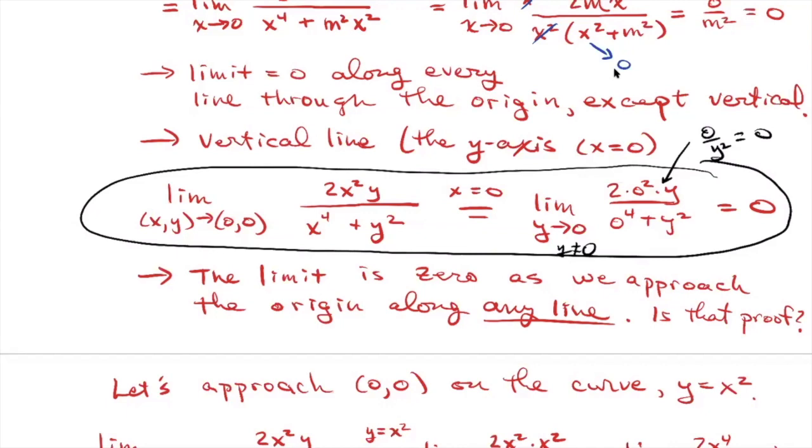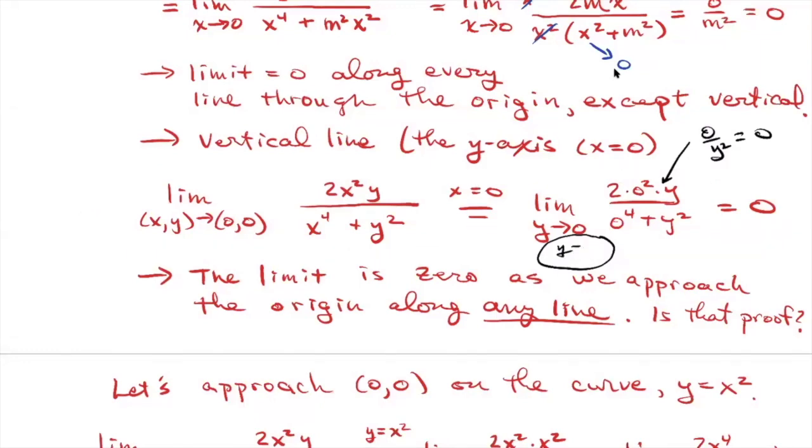Does that help? You just have to remember, when y is going to 0, you have to always stipulate that y is not 0. It's very close to 0, but it's never equal to 0. Any other questions? Okay.